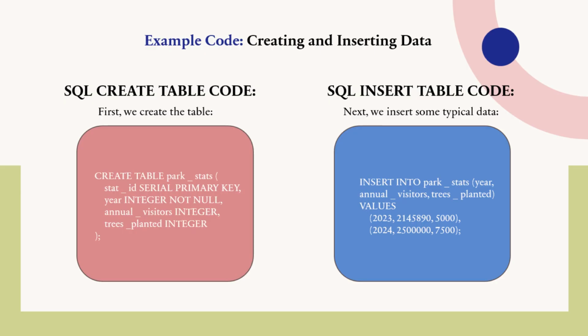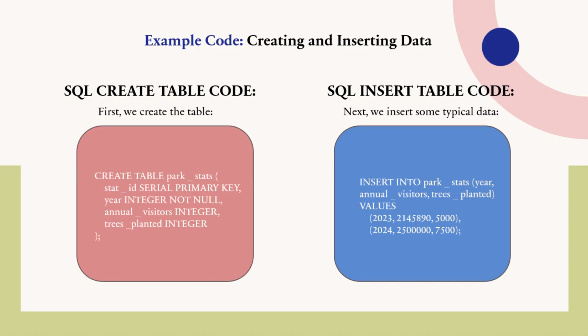Let's look at a real-world example of how to use the integer data type in PostgreSQL. Imagine we are building a database to track simple statistics for a national park, specifically the number of annual visitors and the number of trees planted in a given year. Both of these statistics must be whole, non-fractional numbers. We will create a table named ParkStats using the integer data type for both columns. First, we create the table, and then we insert some typical data.